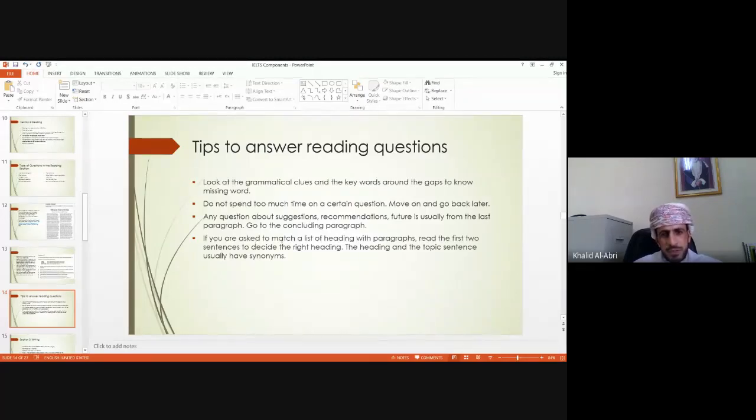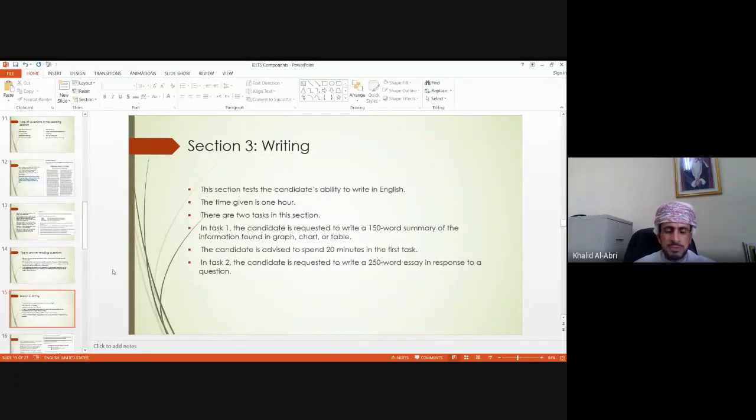And if you are asked to match a list, read the first two sentences to decide the right headings. And the headings and the topic sentence usually have synonyms. They will play with the language using different structures and different words. So any synonym in the headings, any synonym in the topic sentence, so they match each other. So that is the answer. So these are some of the tips to answer reading questions.